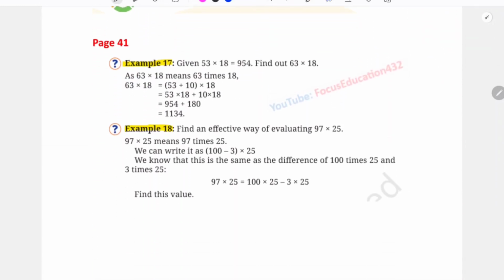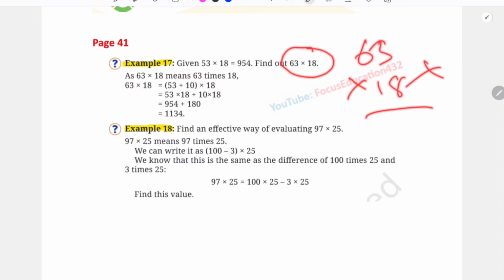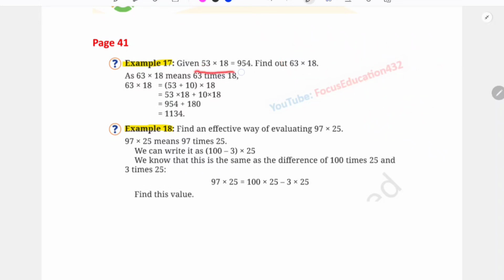Now we go to page number 41, example. Given 53 multiplied by 18 is equal to 954. This is already given to us. That means we have to utilize this multiplication in calculation of 63 multiplied by 18. Directly we should not multiply. This is not expected here because 53 multiplied by 18 is already given.